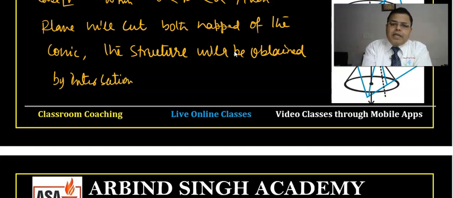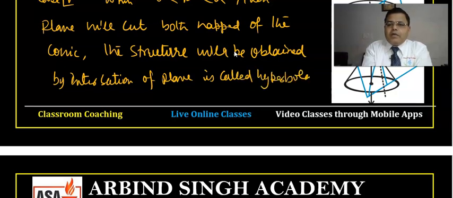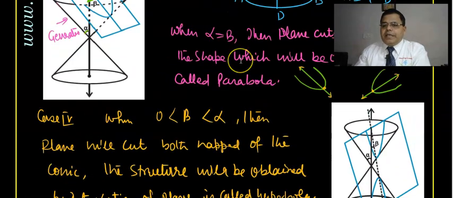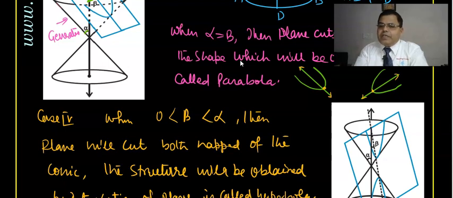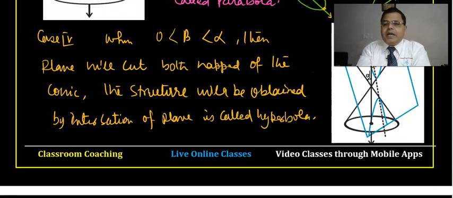is called a hyperbola, right? That is called hyperbola. See here, if beta is much lesser than alpha and greater than 0, then the plane makes a beta angle and will cut both naps. So the upper cut portion is this and the lower portion is this. In that case, it will form a hyperbola. The structure will be like that, the upper portion is like this and the lower portion is like this. So this is called a hyperbola, right?